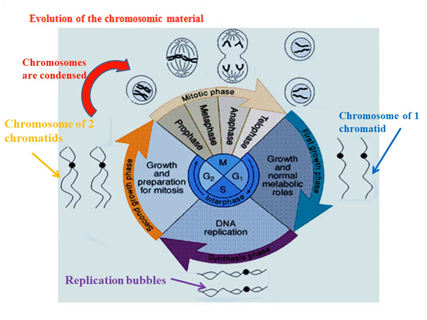Then at the end of mitosis, which is telophase, we obtain two daughter cells, each one containing two chromosomes of one chromatid. Between telophase and another cell cycle, or the start of another interphase, the chromosomes are decondensed.